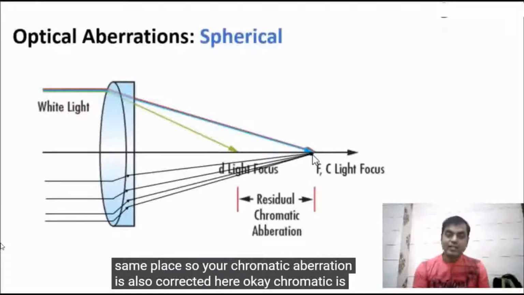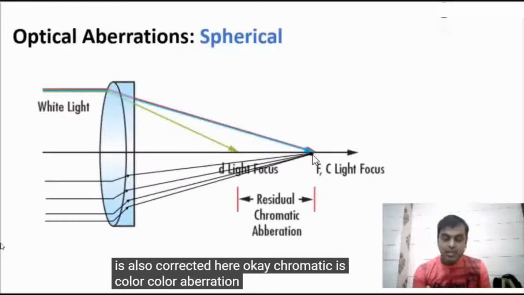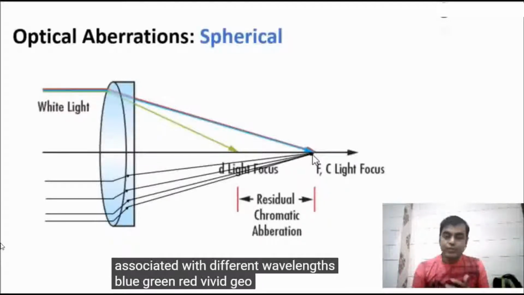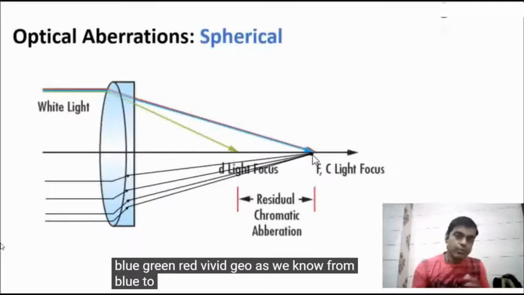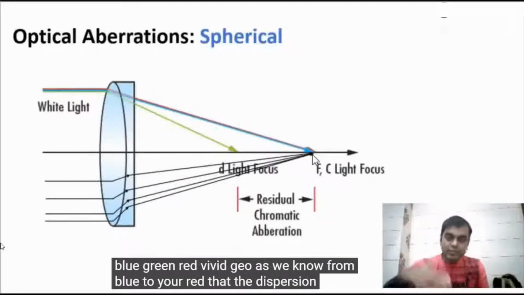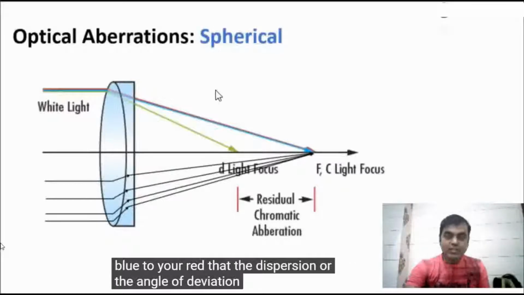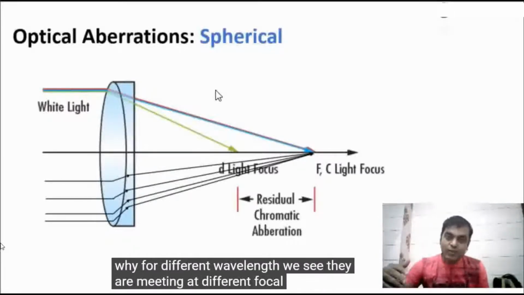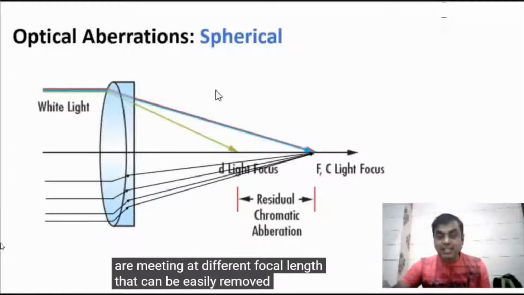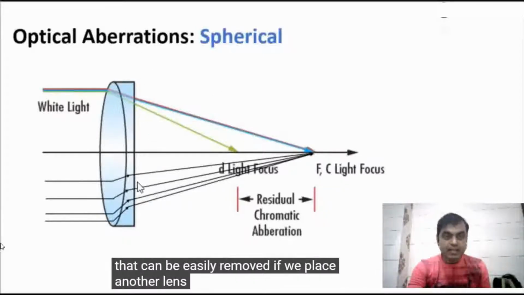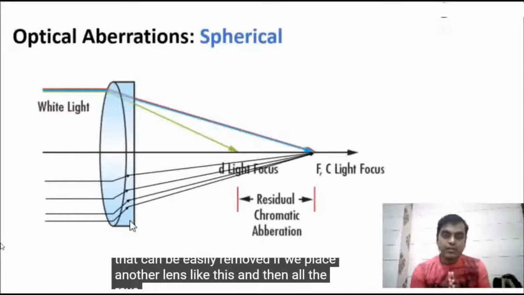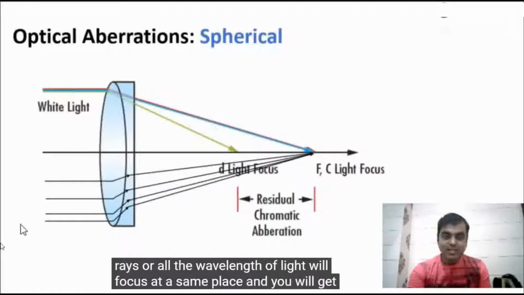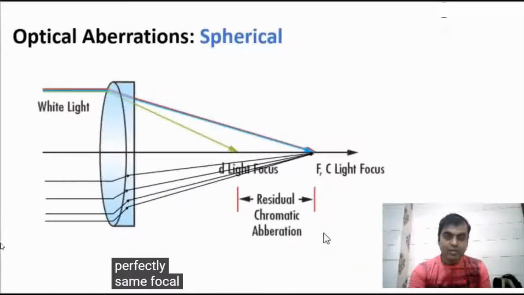Okay, chromatic is color aberration. Color is associated with different wavelengths: blue, green, red, VIBGYOR, as we know. From blue to red, the dispersion or the angle of deviation varies. That is why for different wavelengths, we see they are meeting at different focal lengths. That can be easily removed if we place another lens like this, and then all the rays or all the wavelengths of light will focus at the same place, and you will get a perfectly same focal length for all.